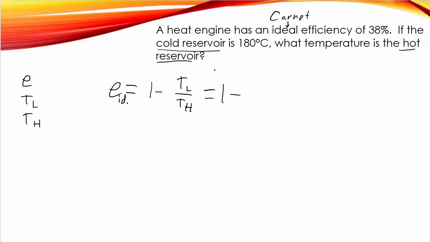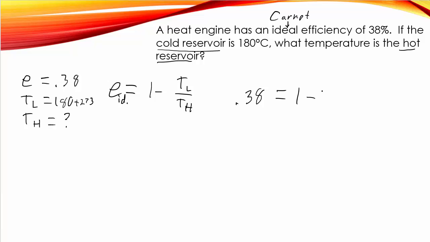All right, 1 minus our low temperature. Actually, I'm going to write this a little differently so it's just easier to do the algebra. So the efficiency we're given is 38%. Be sure and make that a decimal. We have the low temperature is 180. We're going to add 273 to that. And we're trying to find the high temperature. Okay, so if I start plugging in, I've got 0.38 equals 1 minus the low temperature, and 180 plus 273 is going to give you 453.